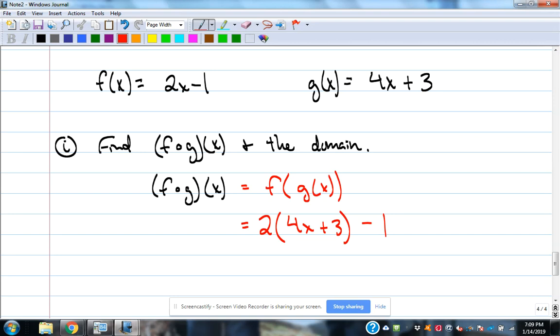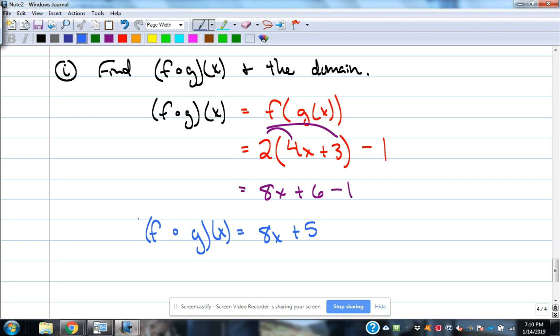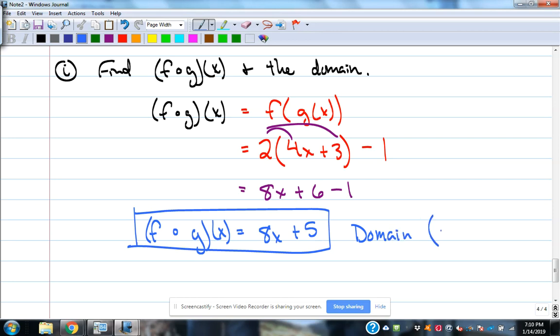Okay. Now, work it out. 2 times 4, 2 times 3. So that'd be 8x plus 6 minus 1, which is 8x plus 5. F composed with g of x is 8x plus 5. Are there any red flags anywhere in that problem? No. So the domain is from negative infinity to positive infinity, because there are no red flags anywhere. Nothing to worry about.